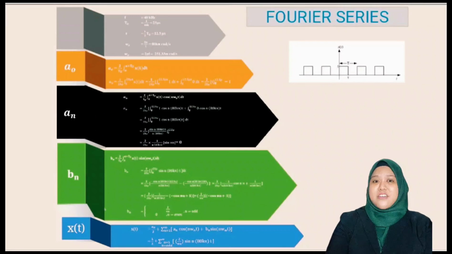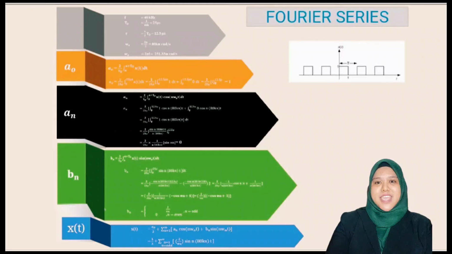Our frequency is 40 kHz, T0 equals 25 microseconds, tau equals 12.5 microseconds, and omega naught equals 80 kilopi radian per second, or 251.33 milliradian per second. Using trigonometry, we find A naught by using the formula and we get 1. For An, by using the formula, we get 0.